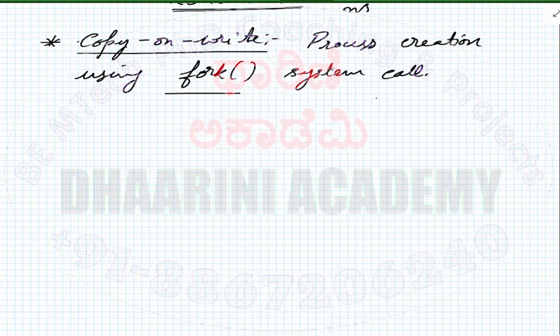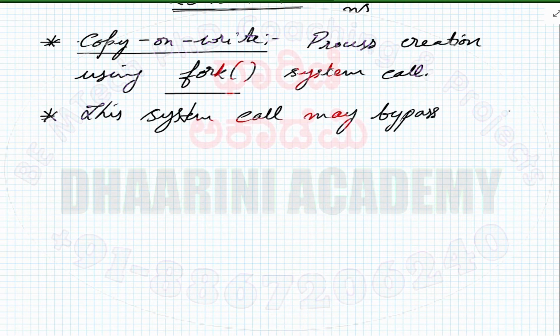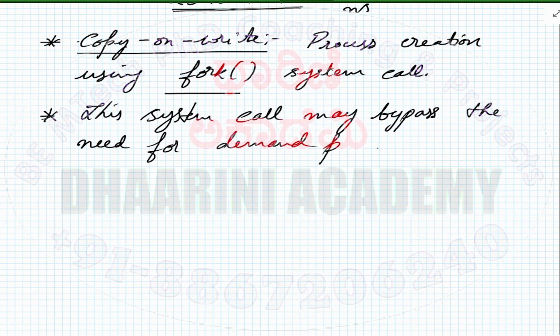In this case, demand paging can be bypassed using a technique very similar to the page sharing technique. There is a concept called page sharing, in which you can share a particular page. We'll discuss this in detail later. So this system call may skip the need for demand paging. This can be done because the function has all the resources that are needed to create the process, so you don't have to go for demand paging.